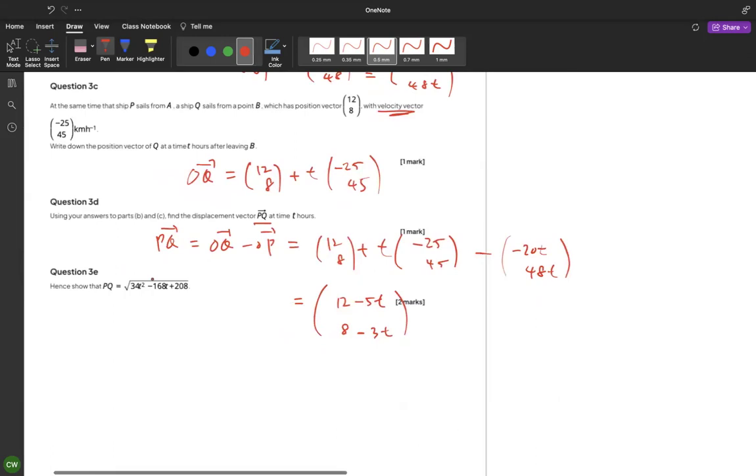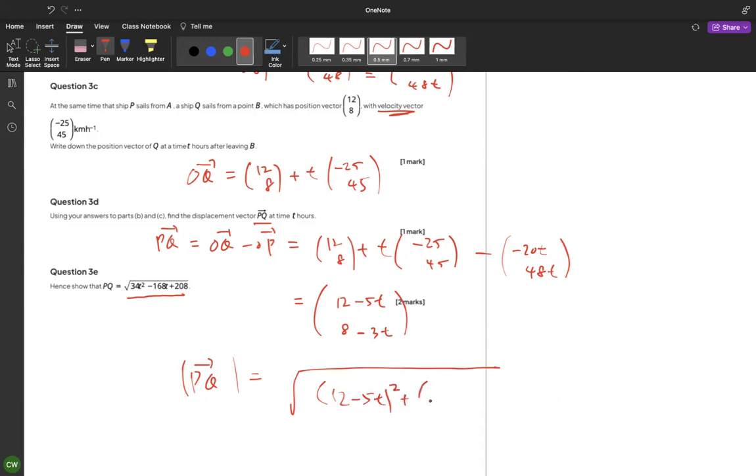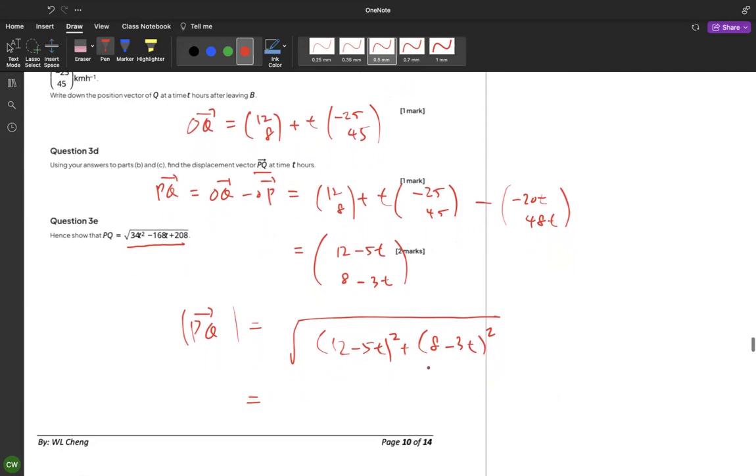Now what you need to show is this one. How are we going to show this? How do we find the distance of PQ? Distance is equal to what? Magnitude. So can you find the magnitude of this? Find the magnitude of this. Try to get this from here. Okay, I can let you do it by yourself.